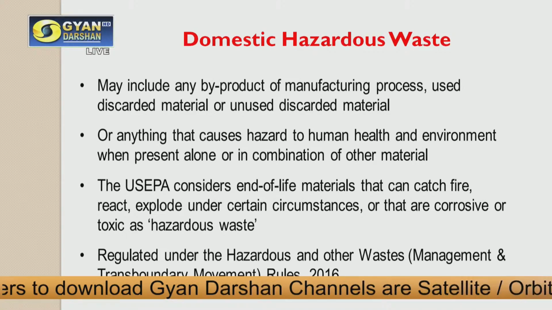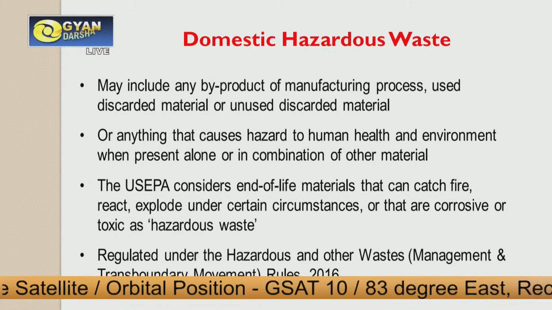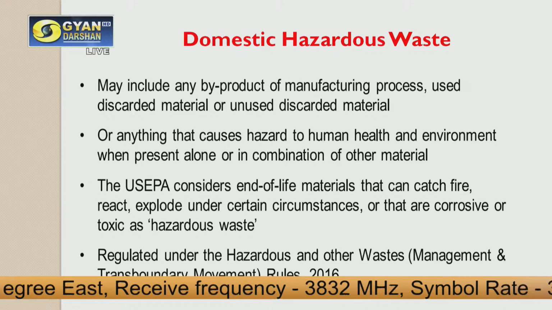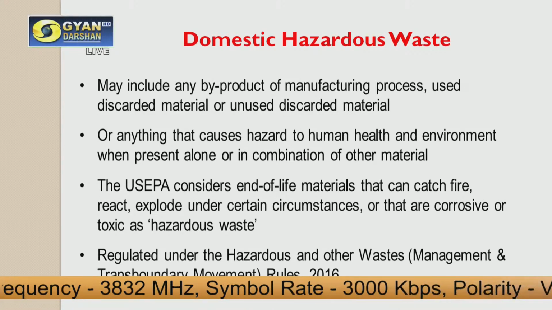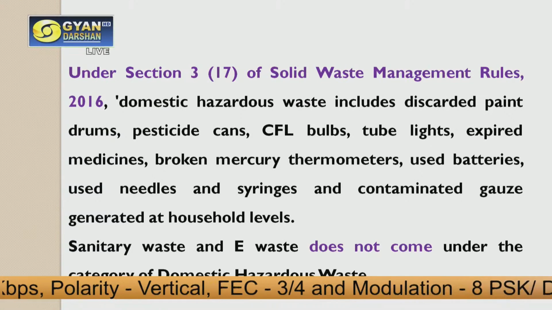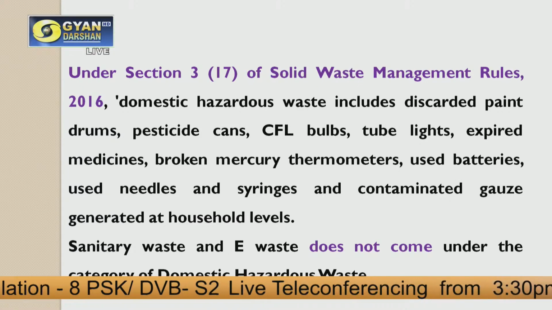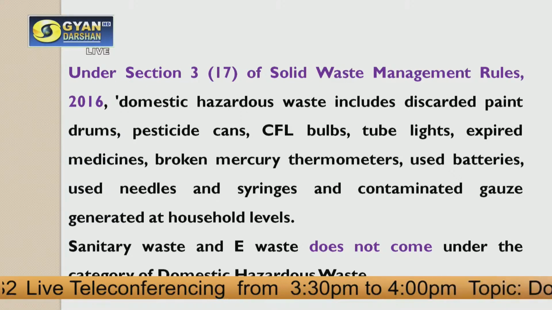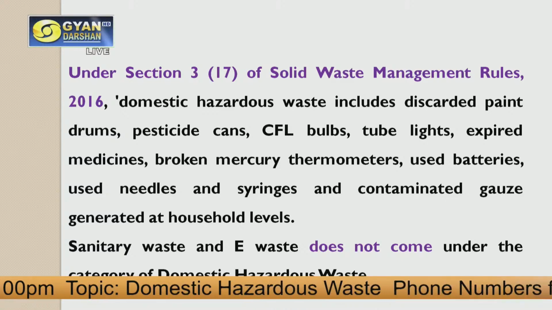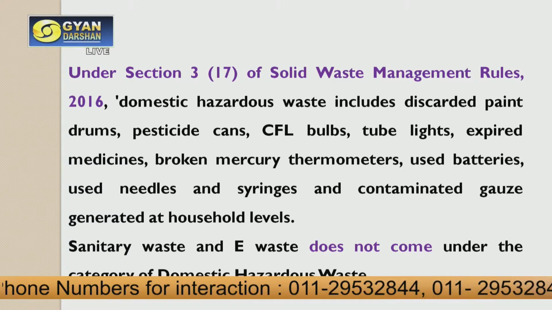So learners, in a nutshell, what we can conclude is that any substance whose physical, chemical and biological properties are such that it causes harm to human health or poses a threat to the quality of the environment, we call it domestic hazardous waste. According to Section 3 of the Solid Waste Management Rules 2016, domestic hazardous waste includes discarded paint drums, pesticide cans, CFL bulbs, tube lights, expired medicines, broken mercury thermometers, used batteries, used needles, syringes, and contaminated gauze generated at household.